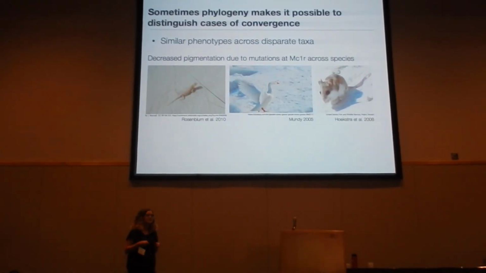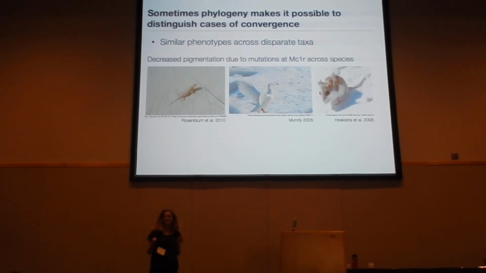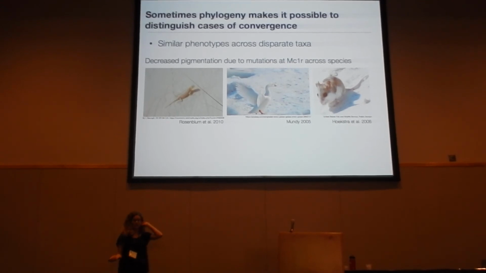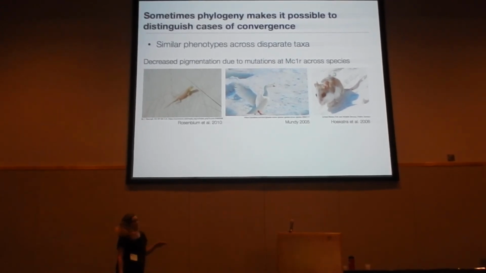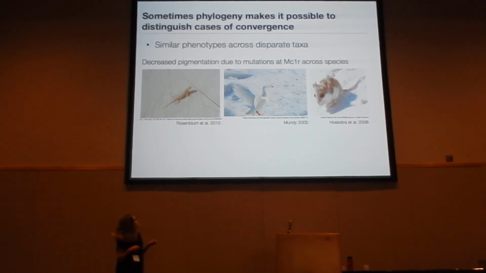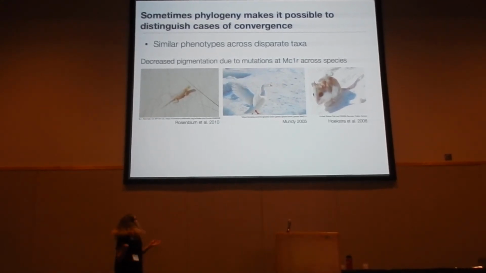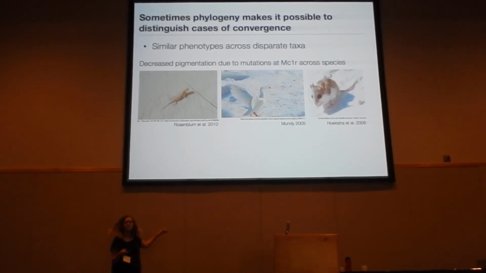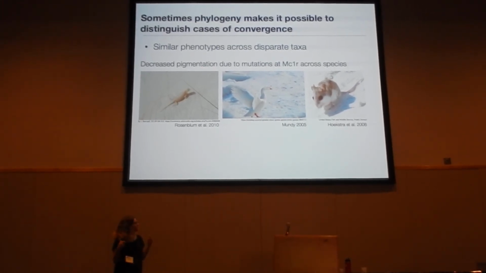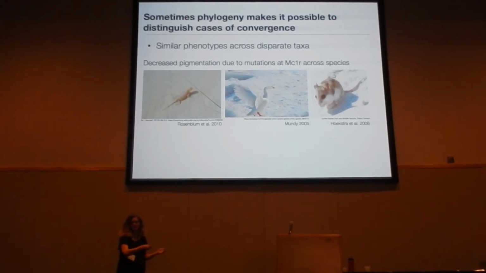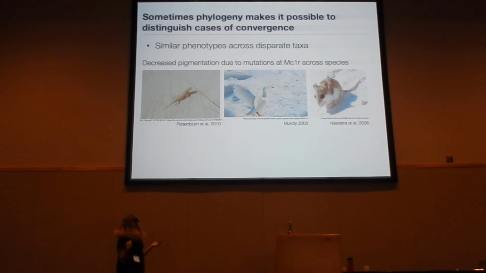So it's important to distinguish between cases where we actually have convergence and those where we don't, and either just have a single bout of selection or something that looks like it due to chance. Sometimes phylogeny makes it possible to distinguish these cases. If we see a similar phenotype arising across disparate taxa, such as decreased pigmentation across these three diverse vertebrate species that live on light-colored substrates, we have pretty good evidence that selection has happened 3 times independently and didn't happen sometime in their ancestor.